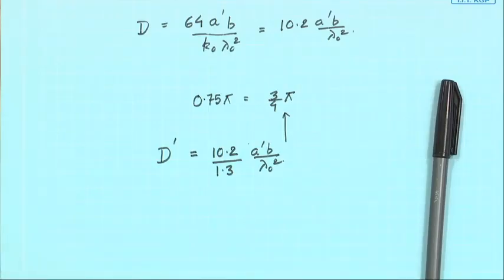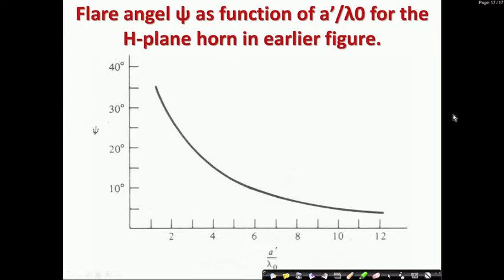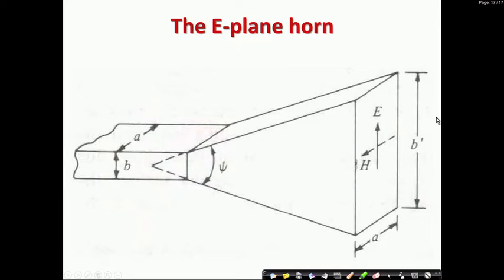The next one we see is a graph. You can see how flare angle changes the A dash. If I go on increasing the flare angle, then A dash gets increased, but it is better that if you have the larger ones, then flare angle should be kept at an optimum value. Now, the next one is our E plane horn.